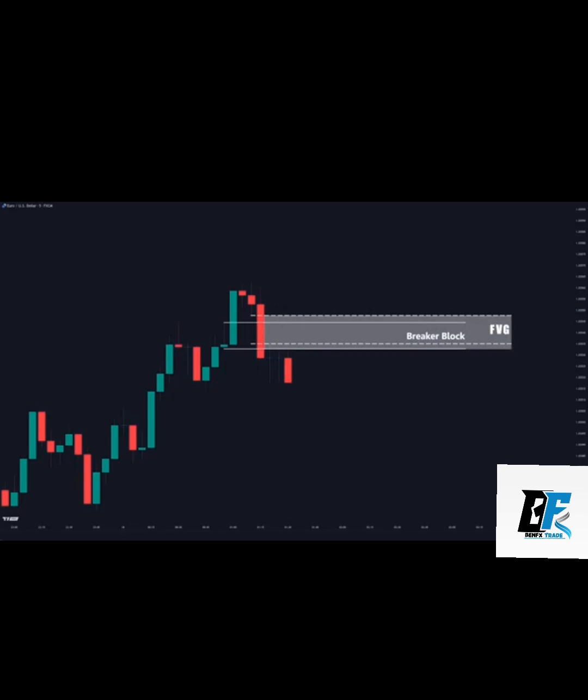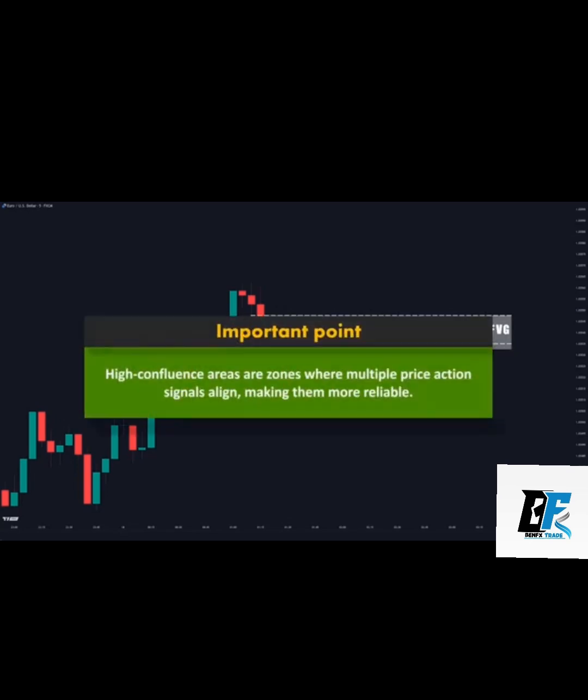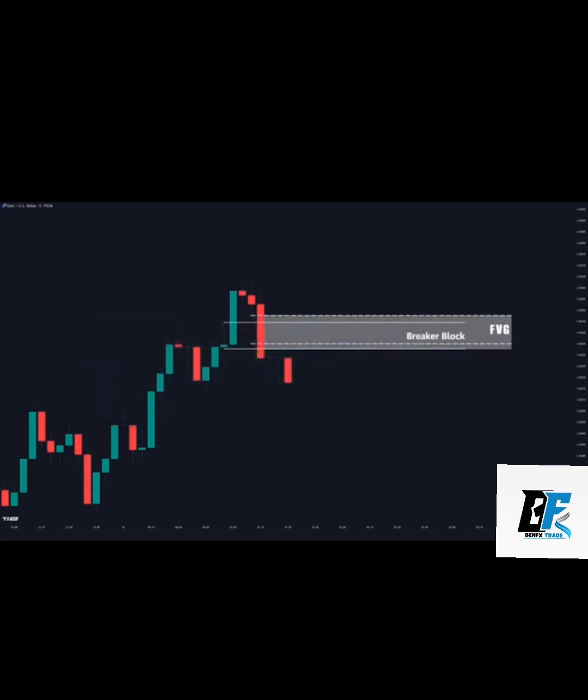its increased significance. High confluence areas are zones where multiple price action signals align, making them more reliable. These areas attract significant attention from traders, as the convergence of signals often increases the likelihood of a strong market reaction. With so many participants monitoring these levels, they become key zones where traders anticipate and execute their strategies.